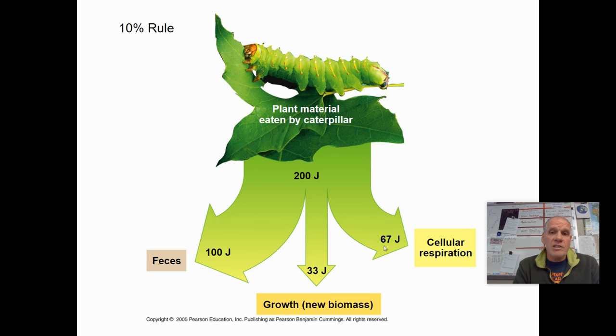67 joules will be lost as cellular respiration. Again, that's not leading to growth or anything of that nature. That's just basic cellular processes. And only 33 joules of that original 200 will be used for growth. That actually comes out closer to about a 15% transfer of energy. And again, that 10% rule is just a general number. It's going to vary from maybe a max of 20-25% down to like 1 or 2%. So 10% is our general number that we like to use for this.